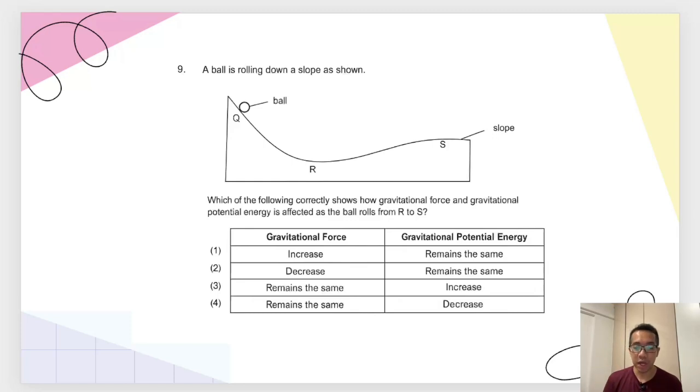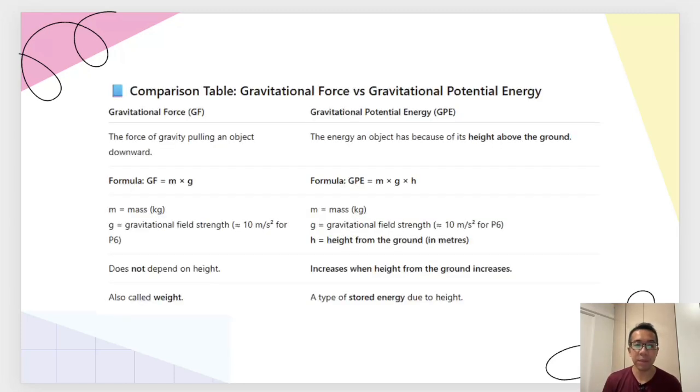For a clearer picture, I've actually come up with a table that depicts the difference between the two. If you were to take a look at gravitational force, it is essentially mass times gravitational field strength, which is 9.8 meters per second squared, or for Primary 6 students, it will just be 10 meters per second squared. Whereas if you were to take a look at the right-hand side column for gravitational potential energy, it is the mass times gravitational field strength times height. So there is an added component of height itself.